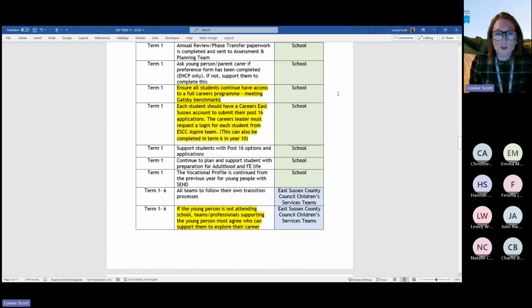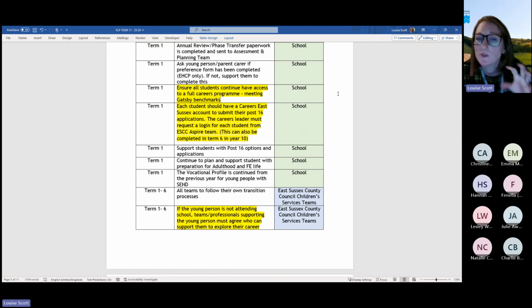Then another one here for schools for term 1 is each student should have a Careers East Sussex account to submit their post-16 applications. So this is for the school. However, if you're a further education provider looking at this, you know that when that should happen in term 1, the schools should be setting up the Careers East Sussex accounts to submit the post-16 applications. So that happens in term 1.